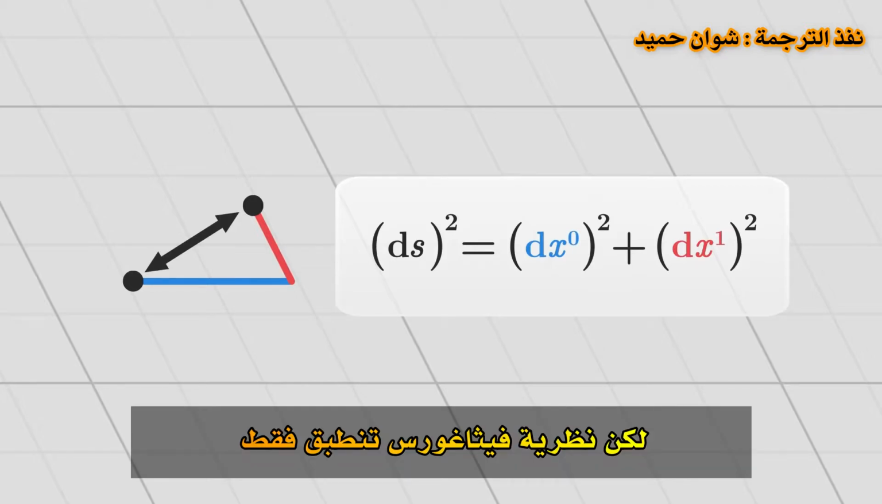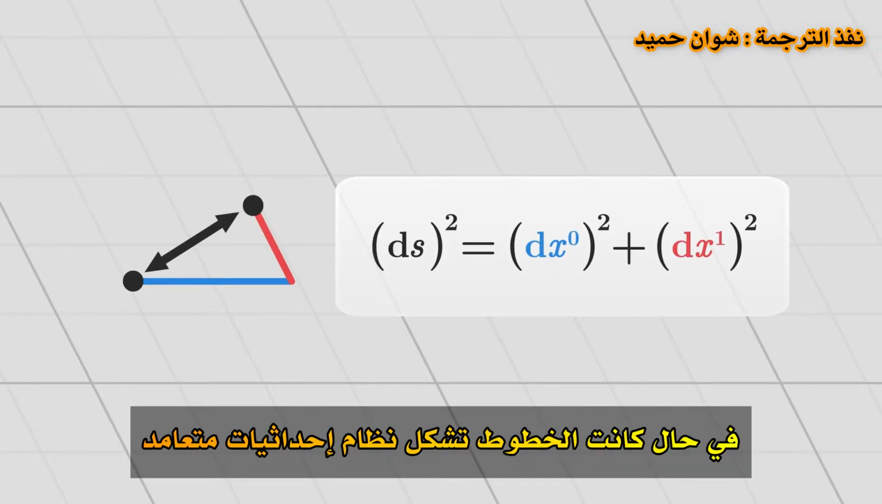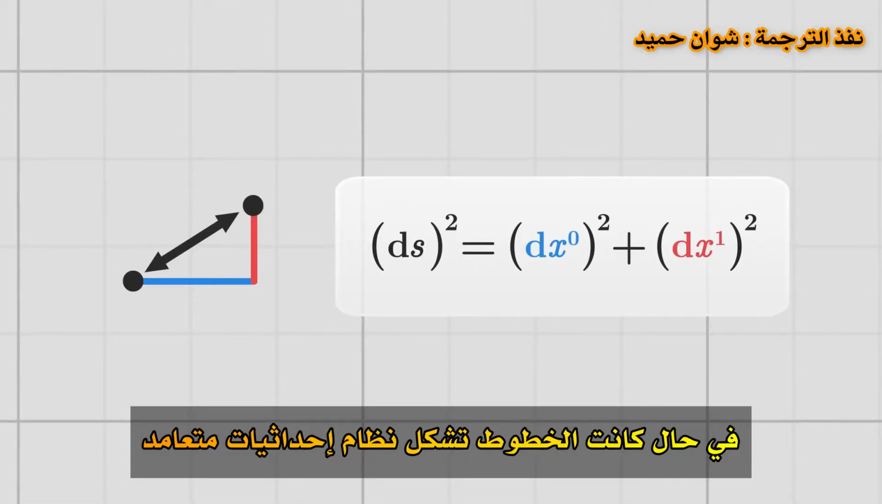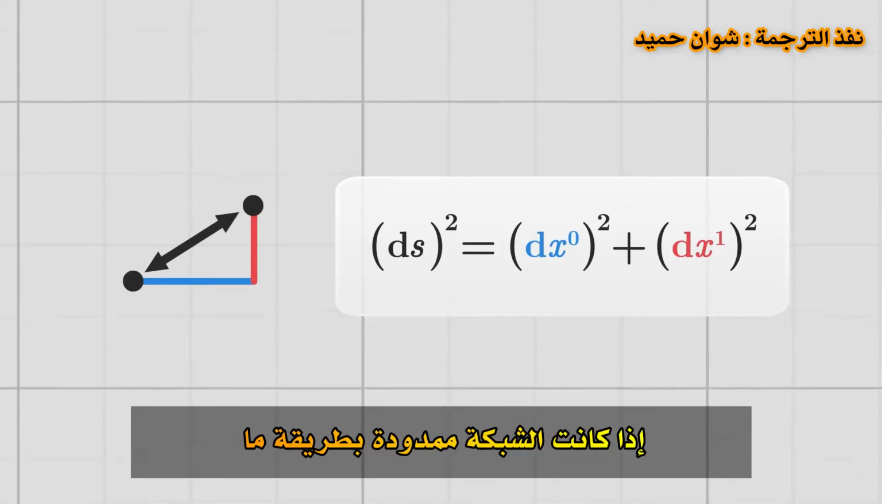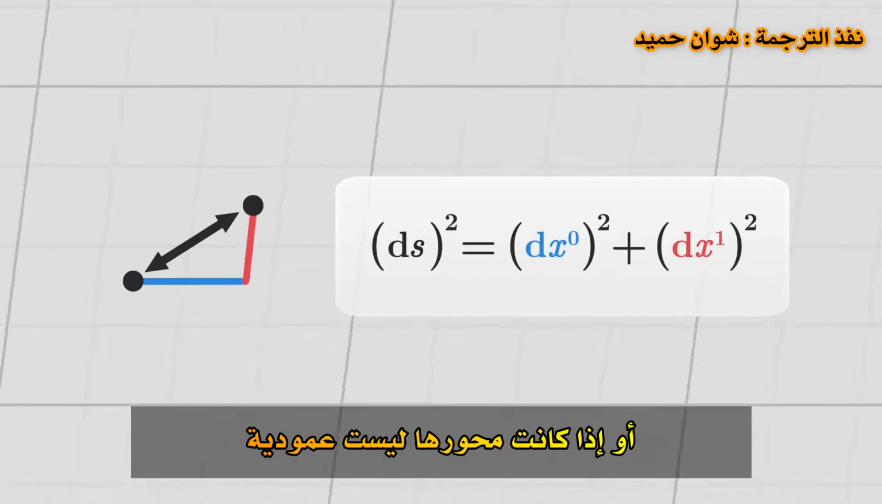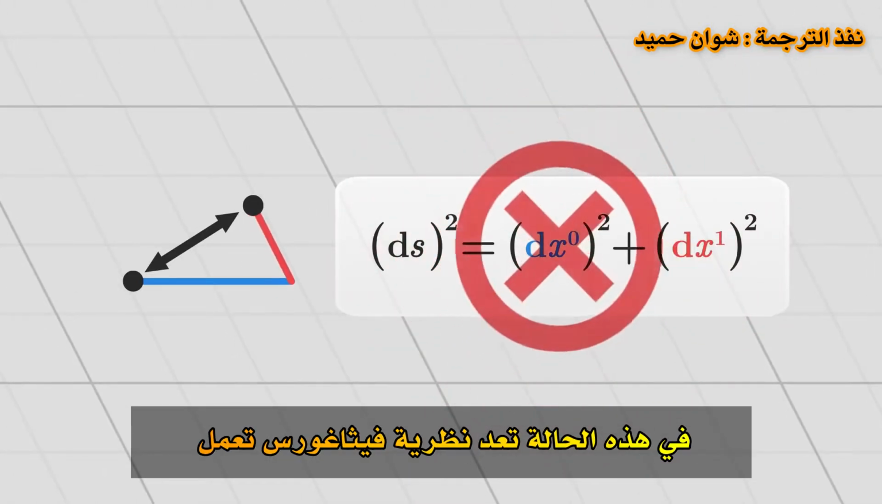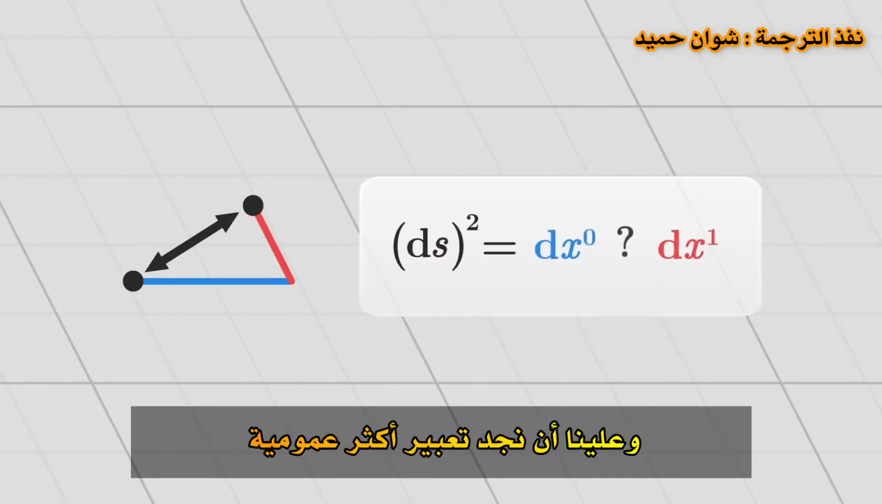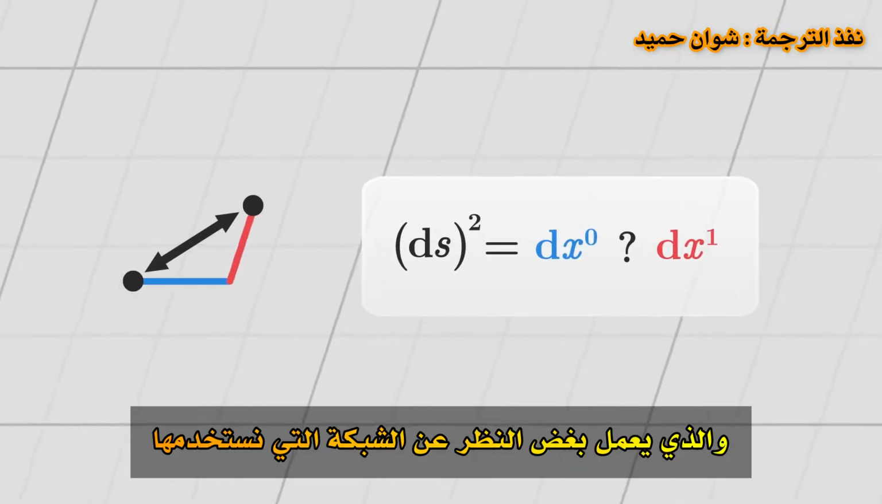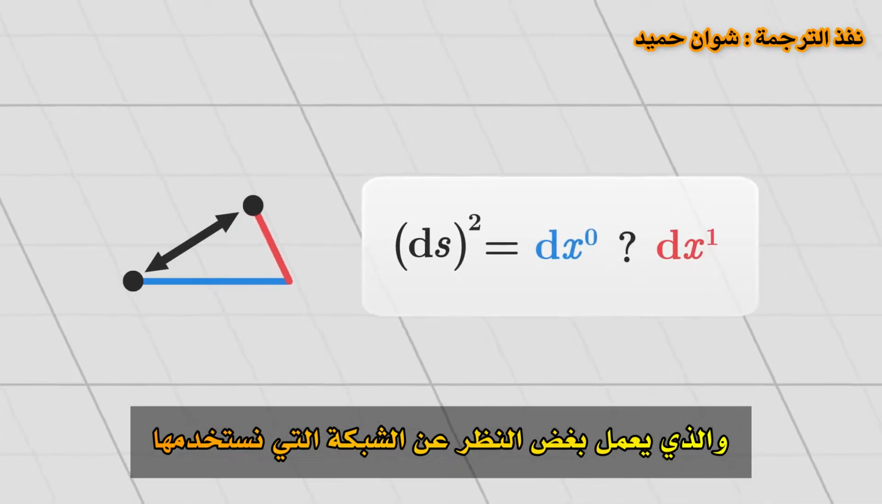But the Pythagorean theorem only applies if the lines form an orthonormal coordinate system. If the grid is stretched in some way, or if its axes are not perpendicular, the Pythagorean theorem no longer works, and we have to find a more general expression which works regardless of the grid we use.